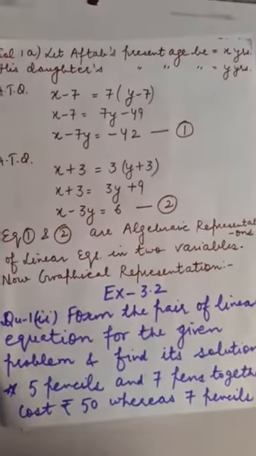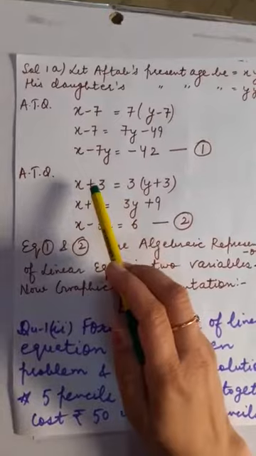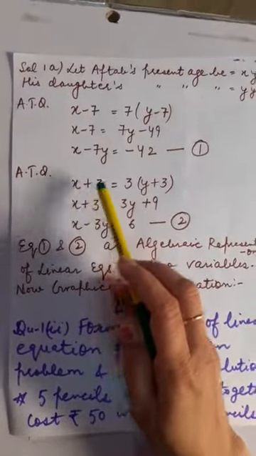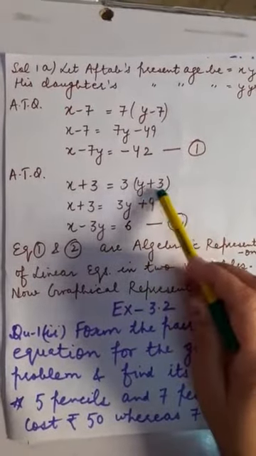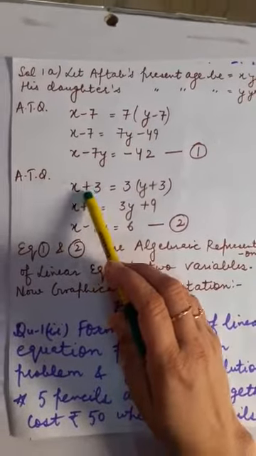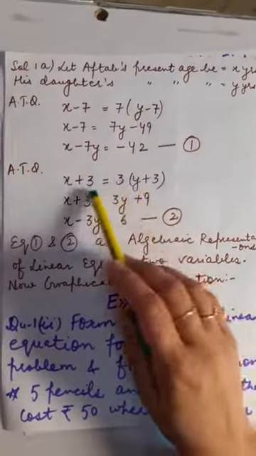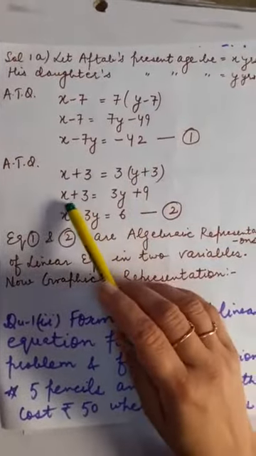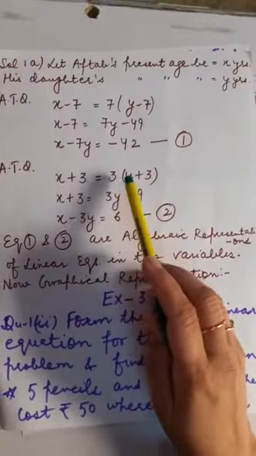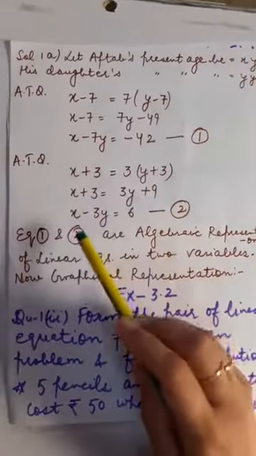Now, what is there in the question? Aftab is saying that his age 3 years later will be thrice his daughter's age. So I am going to thrice his daughter's age so that both the ages will be equal. So x plus 3 is equal to 3 multiplied by y. This is 3y plus 3 3s are 9.